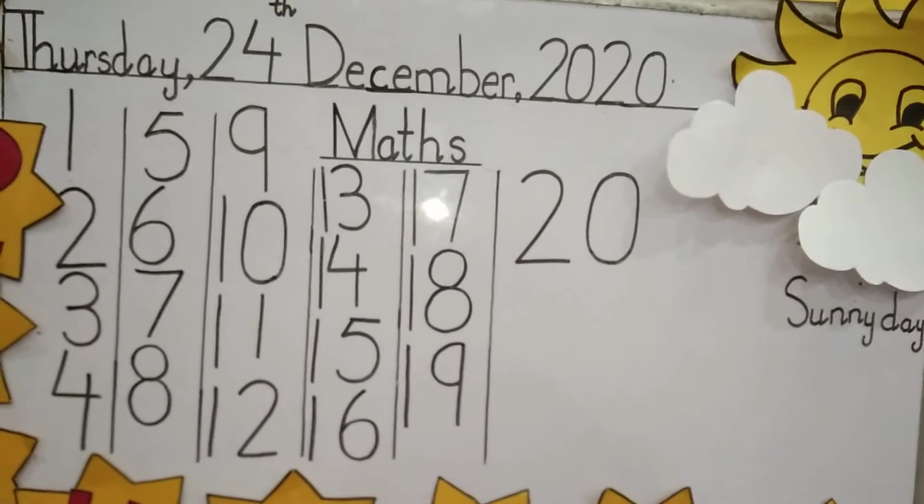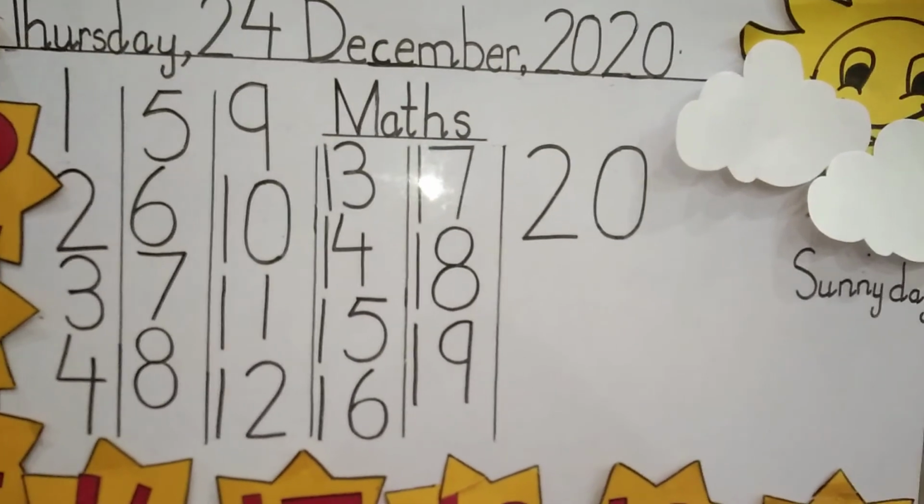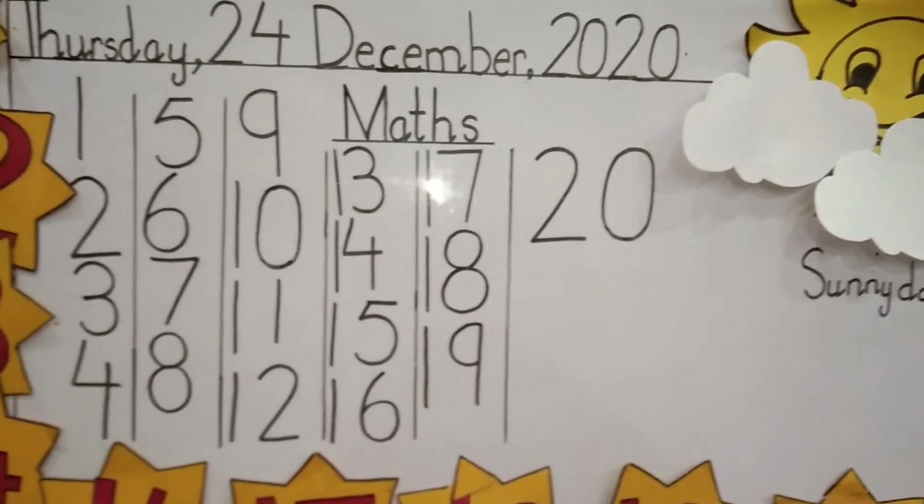and write numbers from 1 to 20 on your rough notebook. Okay, class, and also send me your feedback.